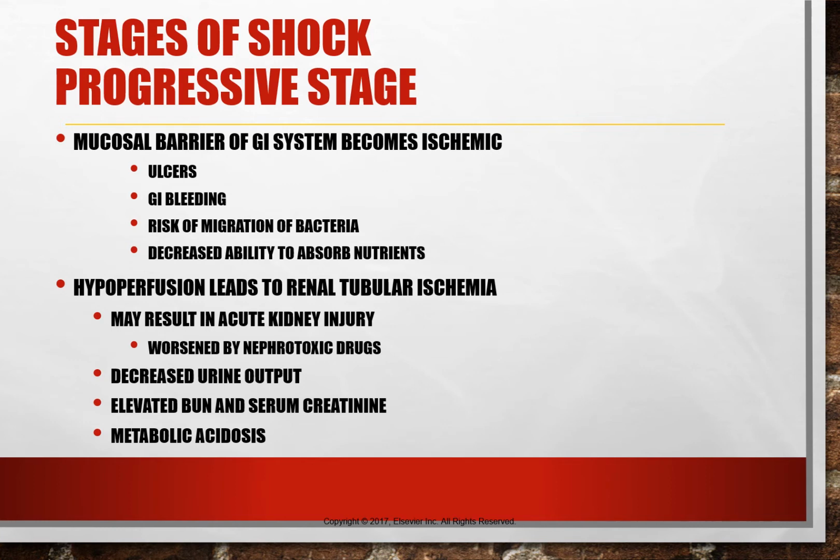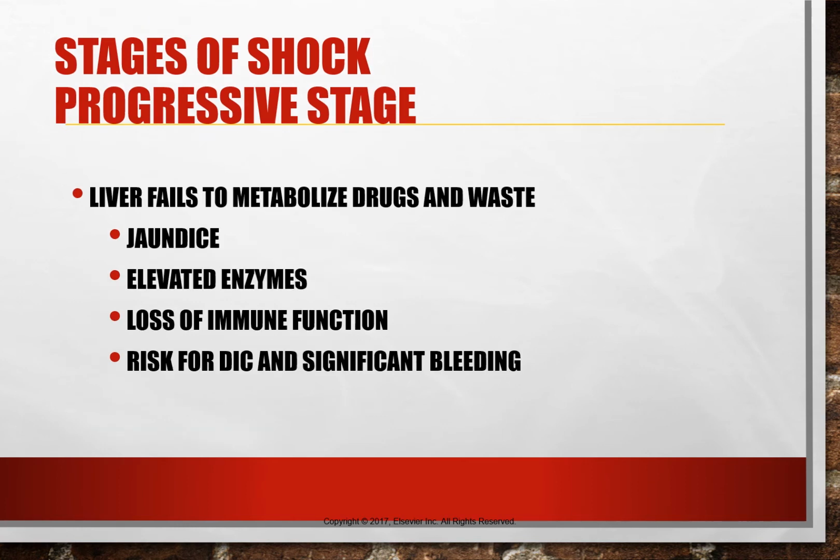We see further decrease in urine output. Your BUN and serum creatinine are going to be elevated, and some metabolic acidosis from the kidneys being unable to reabsorb that bicarb as a buffer. Once it hits the liver, we've got some serious problems. Our effects from that are going to be jaundice, elevated AST, ALT, loss of immune function, which can potentially be fatal with a patient that is septic, because it's the body's inability to fight off that infection. And then we have that risk for DIC and significant bleeding.